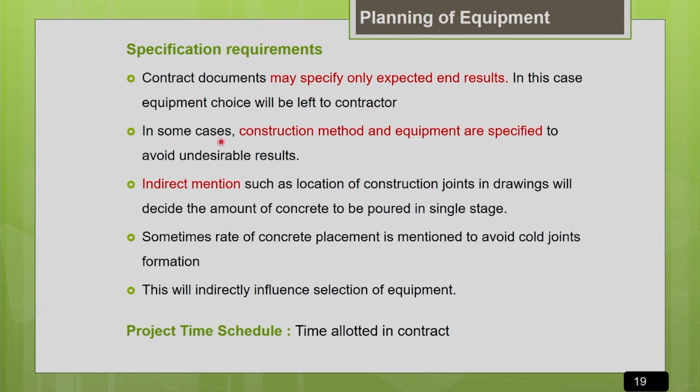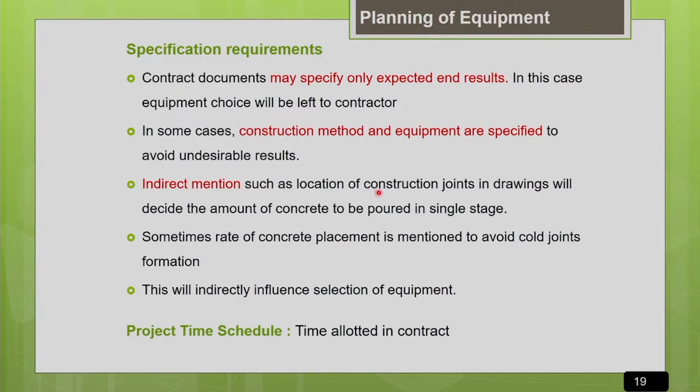But in some cases, your construction method and the construction equipment are specified very clearly in the contract documents to avoid undesirable results. For example, they may mention M30 grade of concrete with a slump of 75 mm, you have to go for ready mix concrete and pumping method for placement, and this should be the rate of placement of the concrete. Everything will be mentioned clearly. But in some contract documents, you can see that the mention may be indirect.